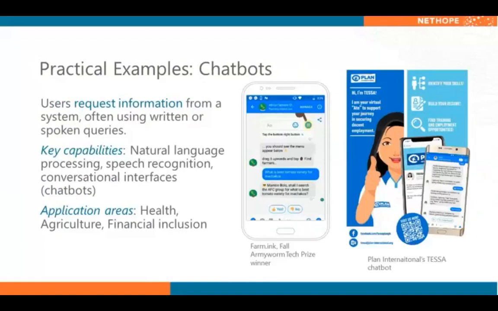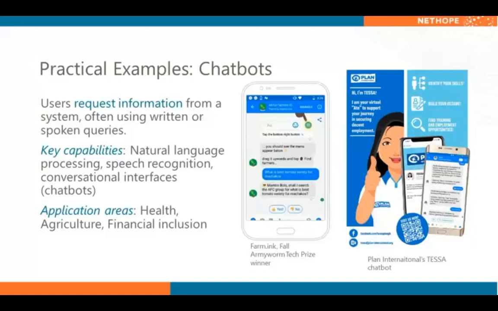So next slide. So now we're going to go through a few practical examples just to root these different capabilities in the real-world demonstration of where we're seeing them at play in development and humanitarian applications. So the first example that we'll talk about is chatbots. And so these are a couple of apps that have been developed by other organizations where you're essentially using AI to tailor, to request information or to share information in a way that is responsive to the queries that are coming in.